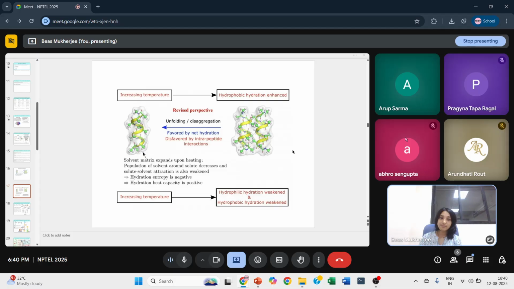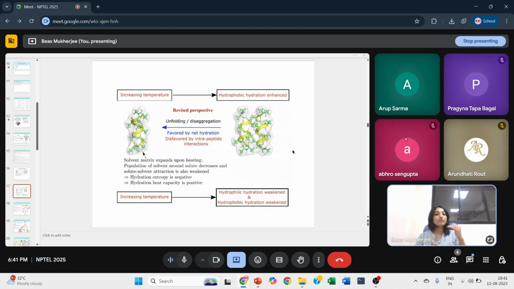So this is very, very important. There is a redistribution of the water molecules. Therefore the entropy of the water molecules changes and the entropy of the overall protein changes. This is actually making the entire process favorable.